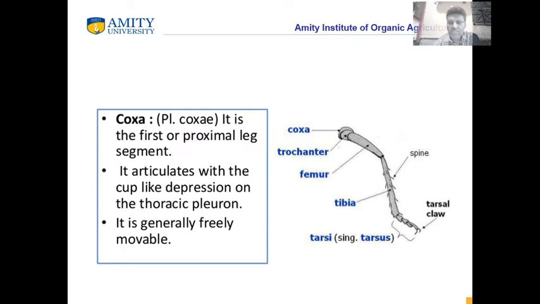So now we study one by one. Coxa. You can see a cup-like structure. It is the first part or first segment of the insect leg. It looks like a cup-like structure attached to the thorax. It is movable. It can freely move. So the whole leg is movable with the help of the coxa.